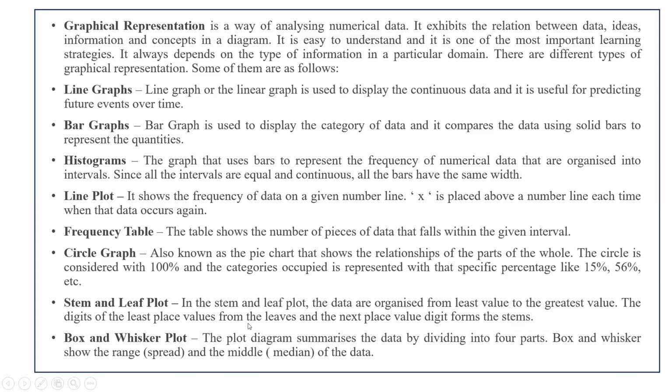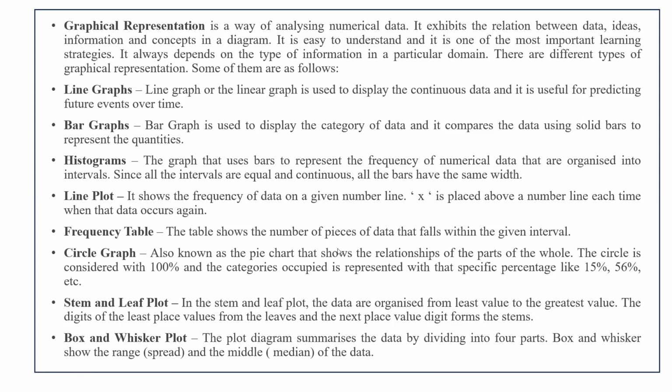Now the stem and leaf plot. In this plot the data is organized from the least value to the greatest value. That's why it is called a stem and leaf plot. The digits of the least place value form the leaves, and the next place value digit forms the stem. Least place values are the leaves, and the higher ones form the stems.